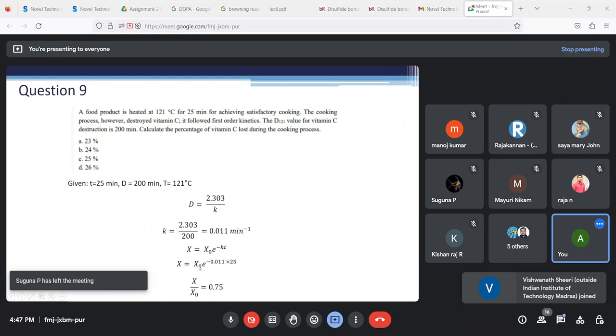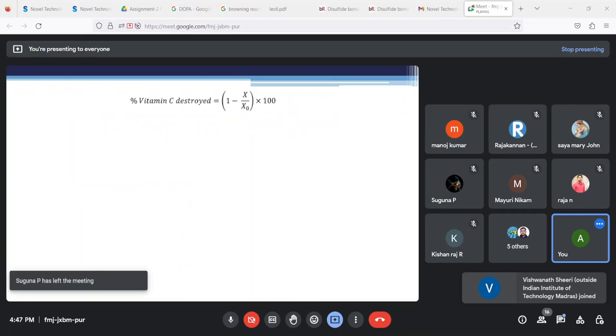So X here is the amount of vitamin C present now. It's not destroyed. X is the amount of vitamin C that is present now at time t. X naught is the amount of vitamin C that was present initially. So X by X naught will give you the amount of vitamin C that is left after 25 minutes. But we need to figure out how much was destroyed. So in order to calculate how much was destroyed, that is equal to 1 minus X by X naught. Is this clear? X by X naught is the amount that is present. 1 minus X by X naught will give you the fraction that is lost.